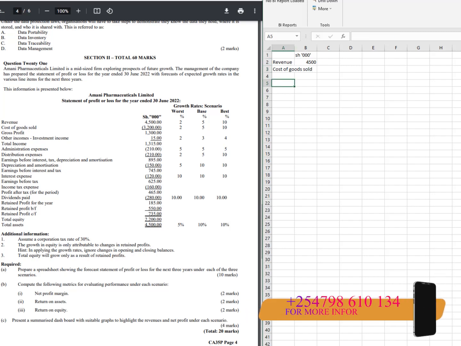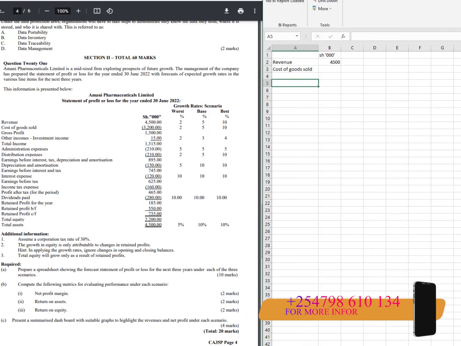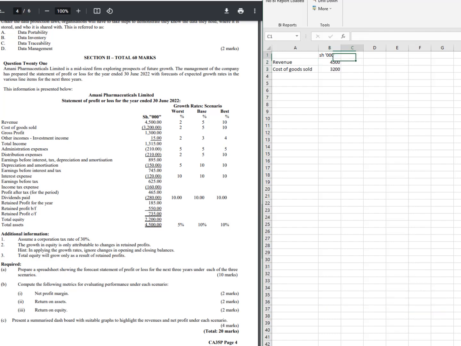We can adjust the column width for our data to fit. Cost of goods sold is 3,200. Then we have the scenarios: the worst case scenario, the base case scenario, and the best case scenario. Here I would advise you to type it down in percentages.